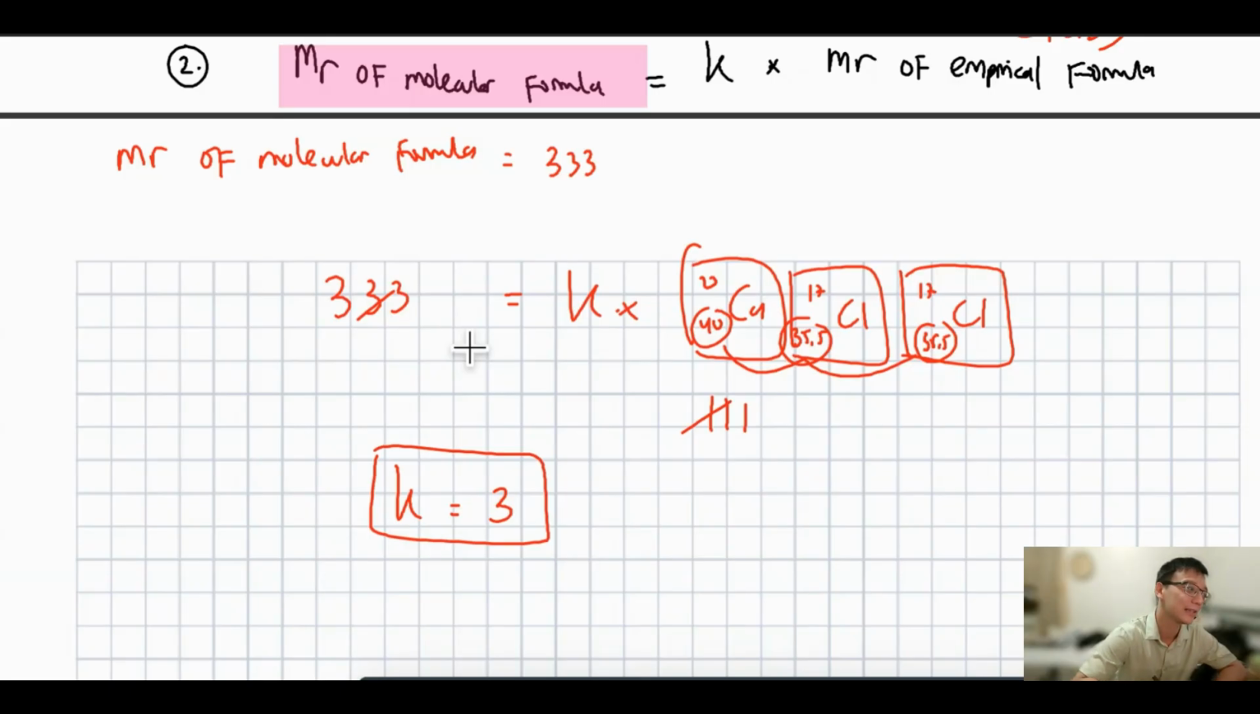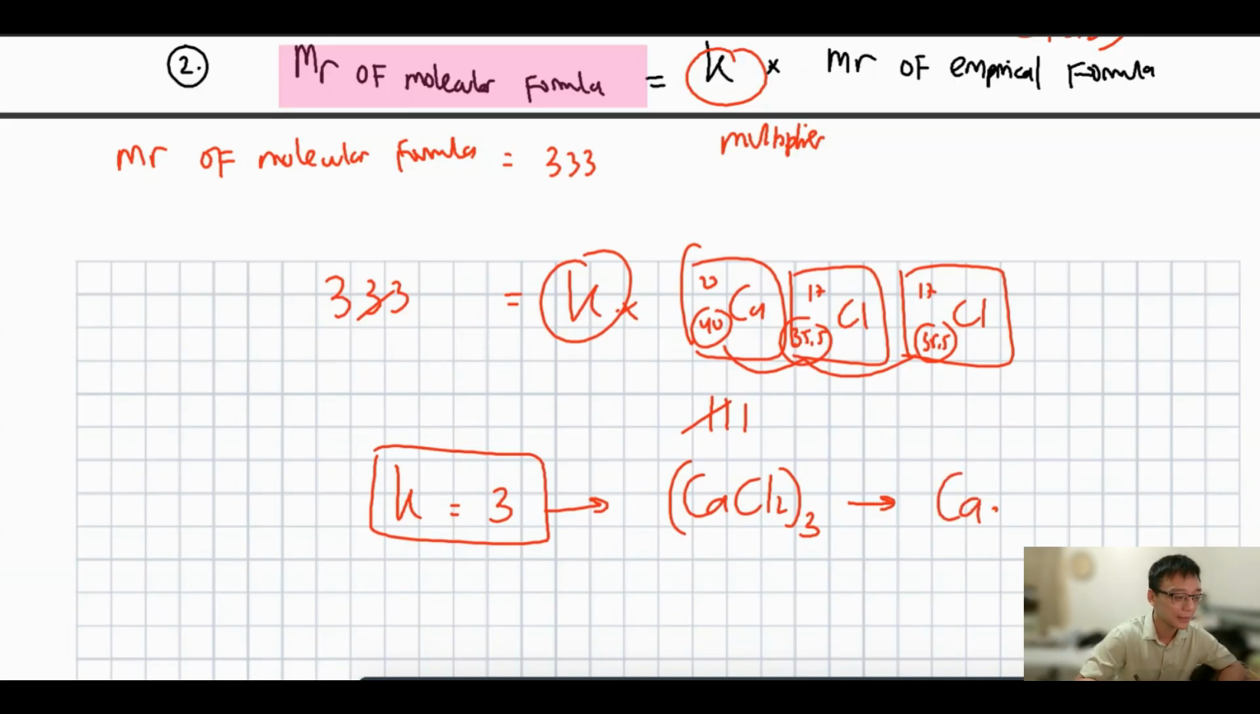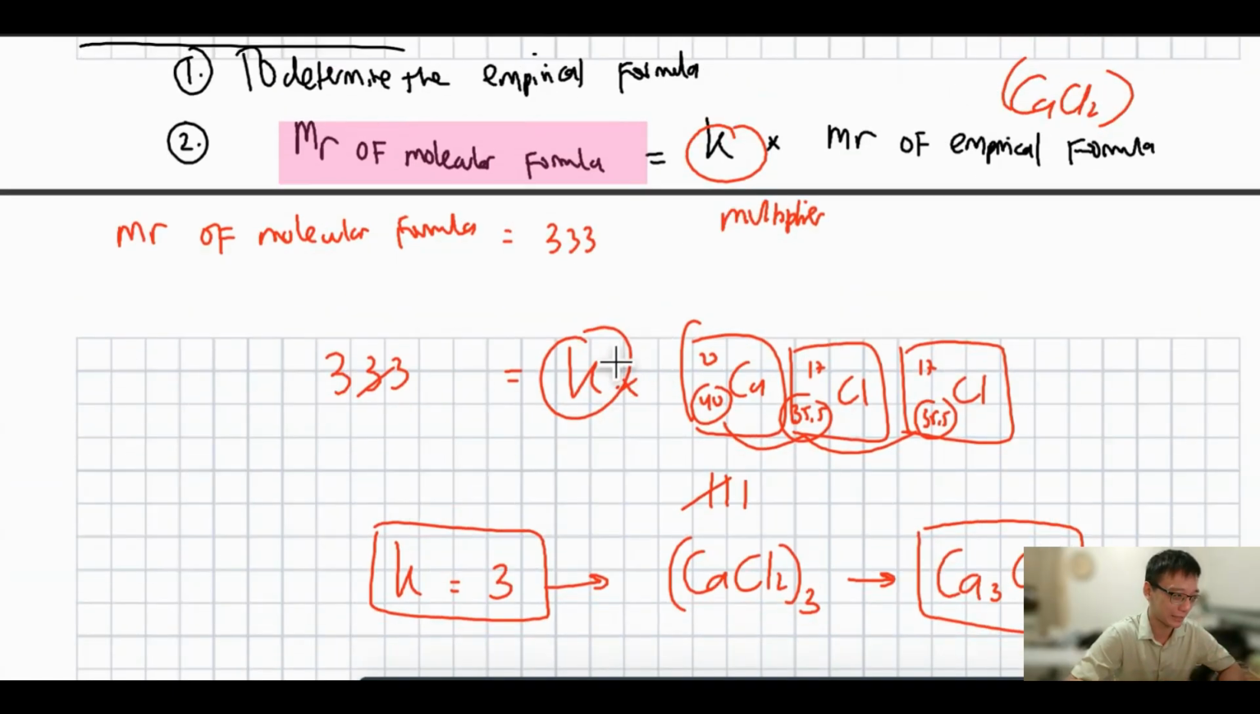It means that we have 3 multipliers of the empirical formula. So this is called the multiplier. We can deduce that there are 3 CaCl2 in the molecular formula. So the real molecular formula will be Ca3Cl6. This is just an exaggerated example because I think that it would also form CaCl2. Typically, this is used more for hydrocarbons, but this is just a calculation example.